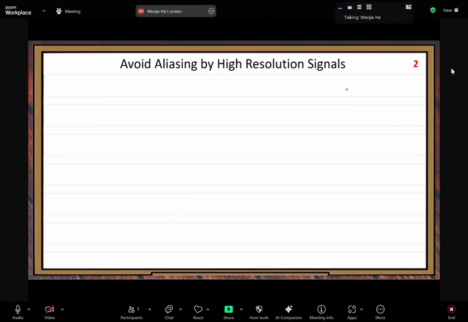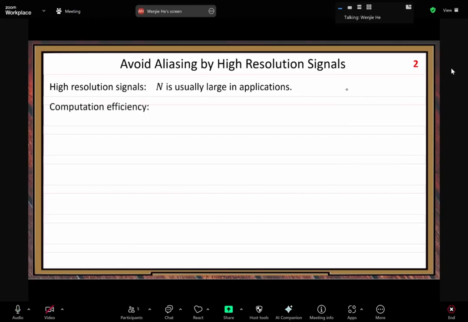Avoid aliasing by high resolution signals. High resolution signals, and usually large in applications. So now you need to expect, we use large n numbers, because resolution is very important. Okay, all right. Computation efficiency.